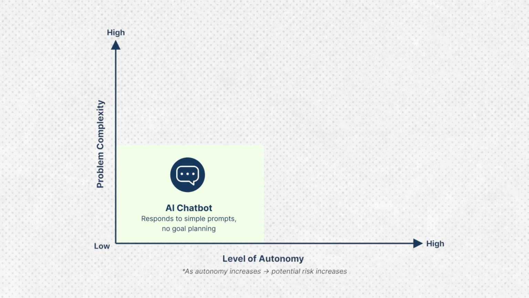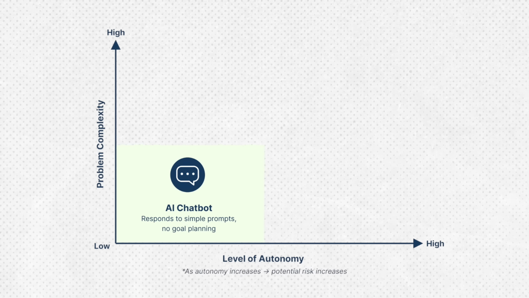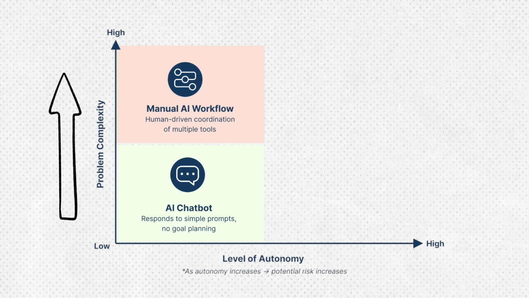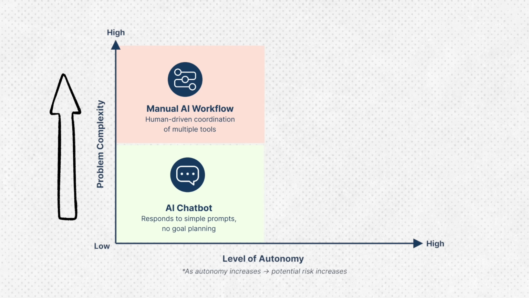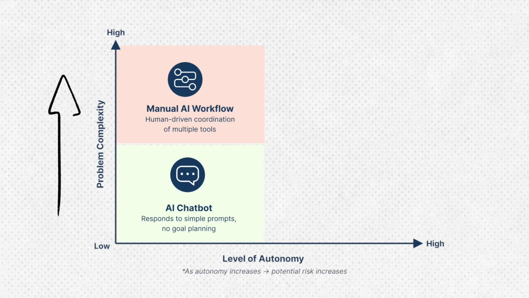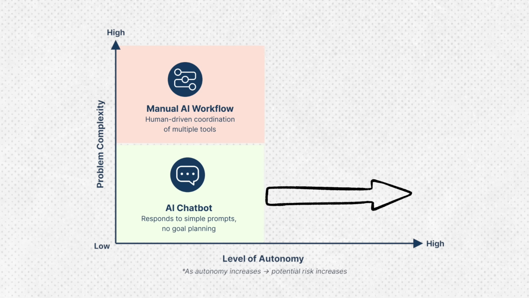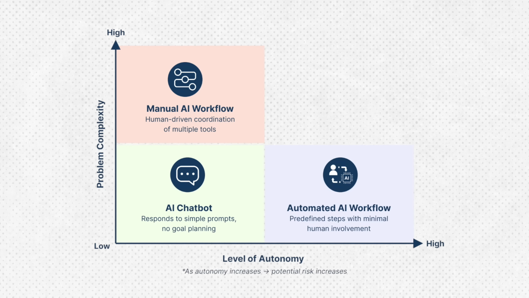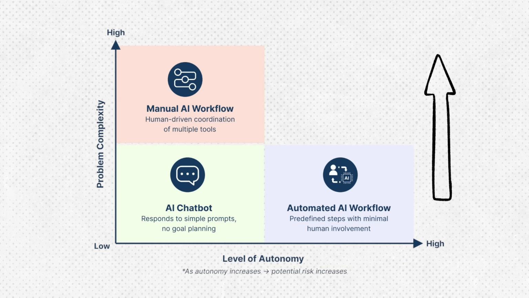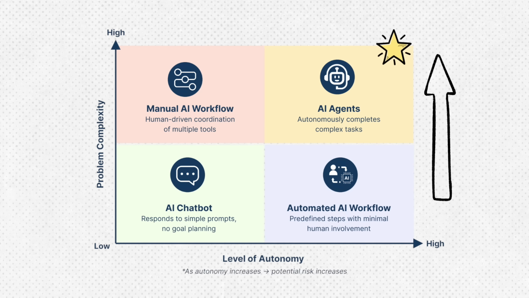First, the AI chatbot that we just discussed, perfect for simple queries with high human involvement, like drafting emails or post ideas. For a more complex problem that still needs your guidance, we have manual AI workflows, or AI-assisted workflows, where you start using multiple tools. This is the category that most people fall into. When you don't want to be involved much for tasks that are lower risk and less complex, you can use completely automated AI workflows. And finally, for more complex problems that need higher autonomy, we have AI agents or agentic workflows that involve multiple agents making autonomous decisions.